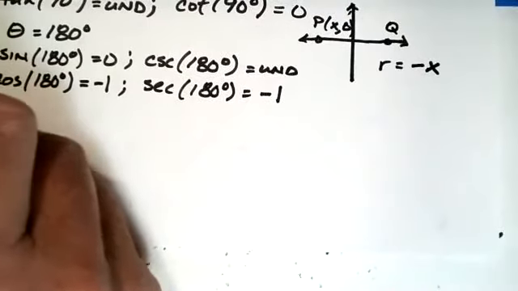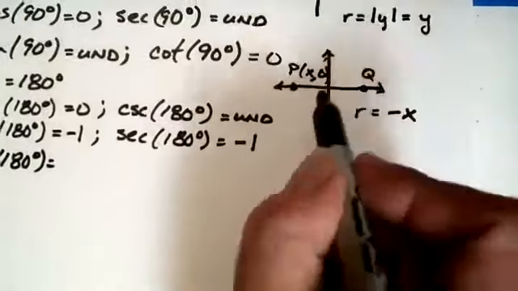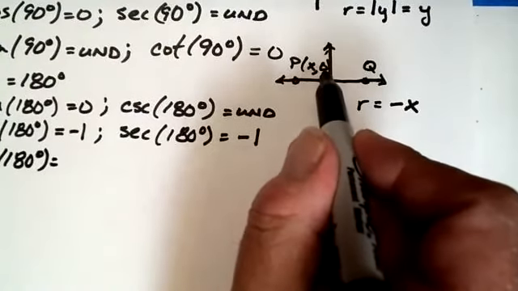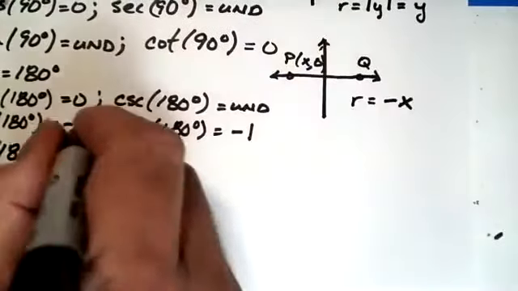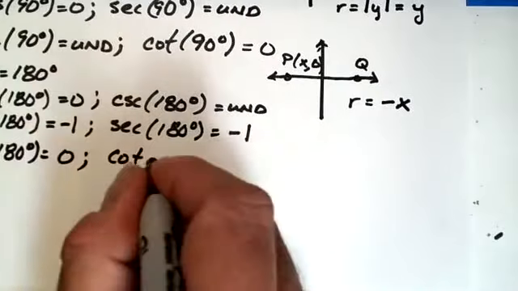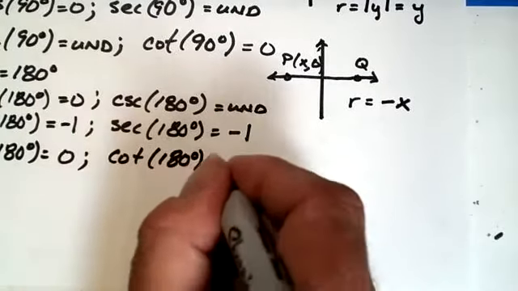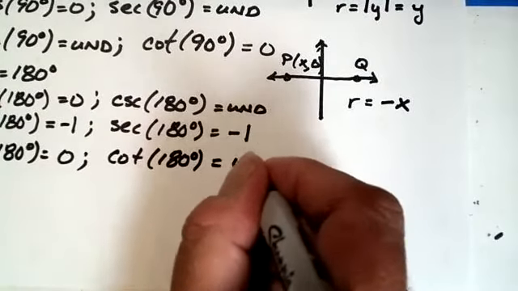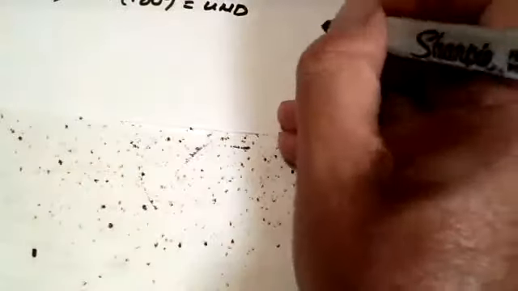And tangent? Well, tangent is y over x. Well, that's a 0 divided by some negative number. It's going to be 0. And similarly, cotangent of 180 will not be defined. Okay, last one, and then we're done with this section.